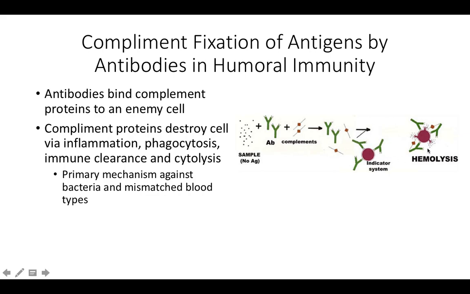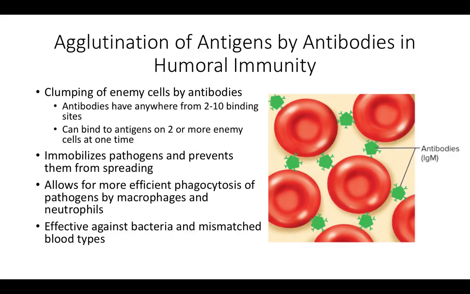So that's why in this one we have a red blood cell here. So you have your antigens on the surface of red blood cells. They're bound to antibodies, which then bind complement proteins, and then the complement proteins themselves are what employ the destruction of the red blood cell, not the antibodies themselves.